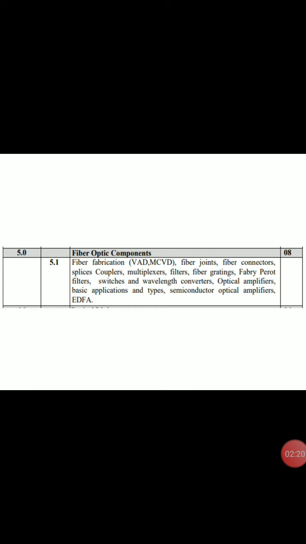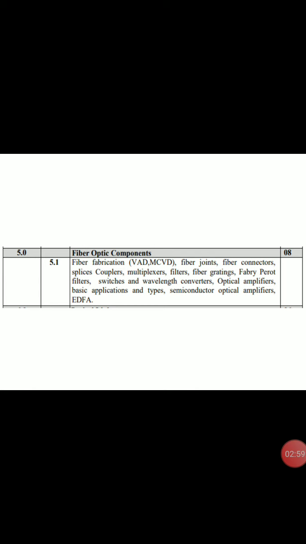Next are couplers and multiplexers. You must have studied multiplexers: you take multiple inputs and combine them into a single input, and that is called a multiplexer. Then filters, which filters you have to use at the receiver end. Then fiber grating, where you take the fiber and give the grating to it. Fabry-Perot filters, switches, and wavelength converters. So these are the optical components.